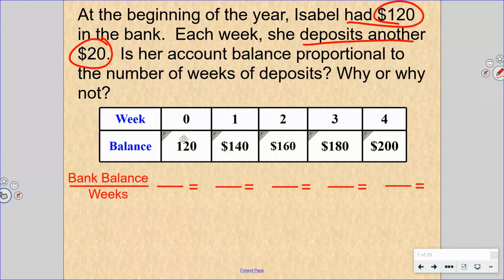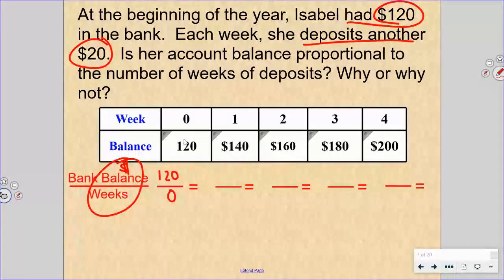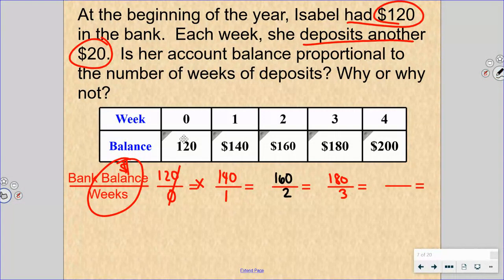Now let's go ahead and examine the relationship. Now notice in this case, we're going to do the balance, or the dollars, per week. So again, no point writing 120 divided by 0. That is impossible to figure out. But we can do 140 divided by 1. We can do 160 divided by 2. We can do 180 compared to 3 weeks. And we can do 200 compared to 4 weeks, which is pretty quick. 200 divided by 4, 50.